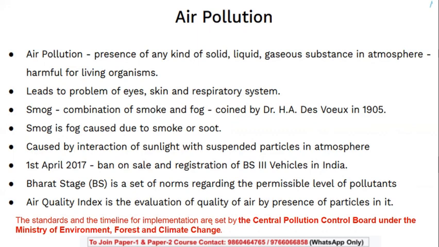On 1st April 2017, there was a ban on sale and registration of Bharat Stage 3 vehicles. The Bharat Stage has set the norms regarding the permissible level of the pollutants. The air quality index is the evaluation. Here the standard and time limit for implementation are set by whom? That is by the Central Pollution Control Board, which comes under the Ministry of Environment, Forest and Climate Change.